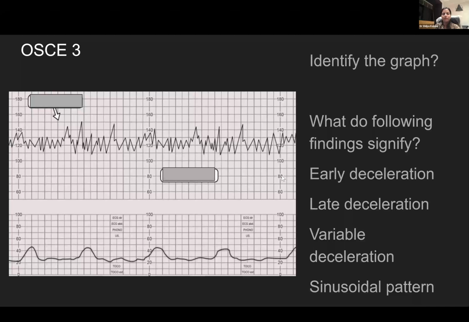Mayur is saying engaged head for early deceleration. Early is uterine contraction, head compression. Late is uteroplacental insufficiency, placental insufficiency. Late, fetal distress. Variable, cord compression. Okay. So let us see what it is.